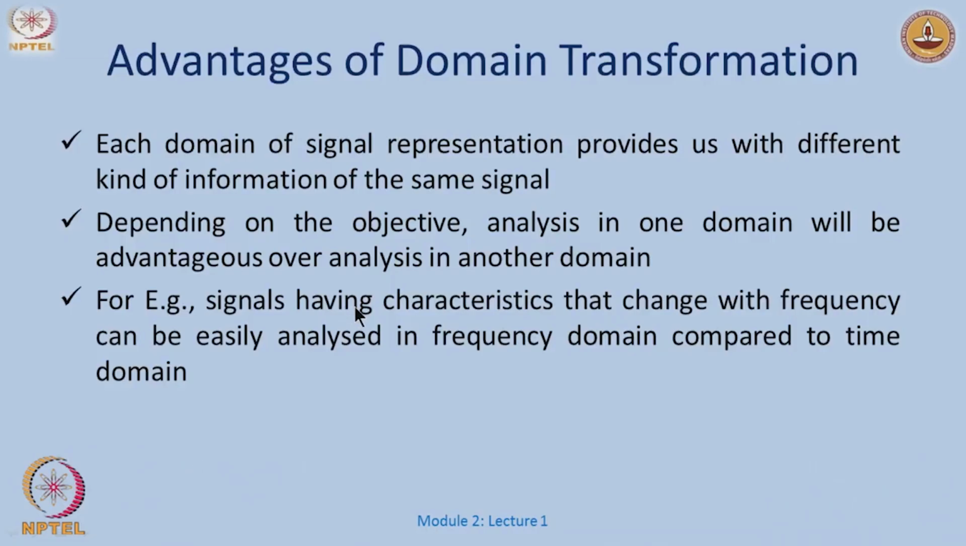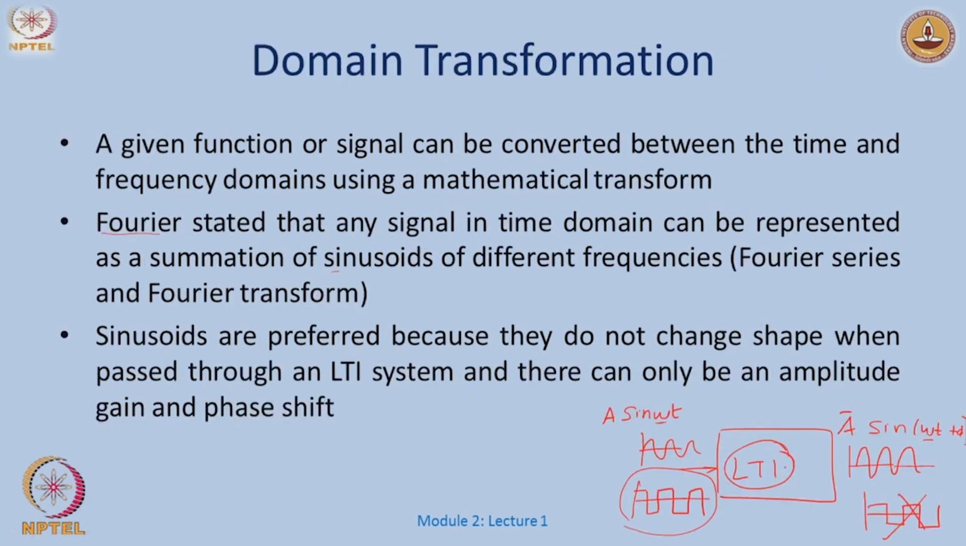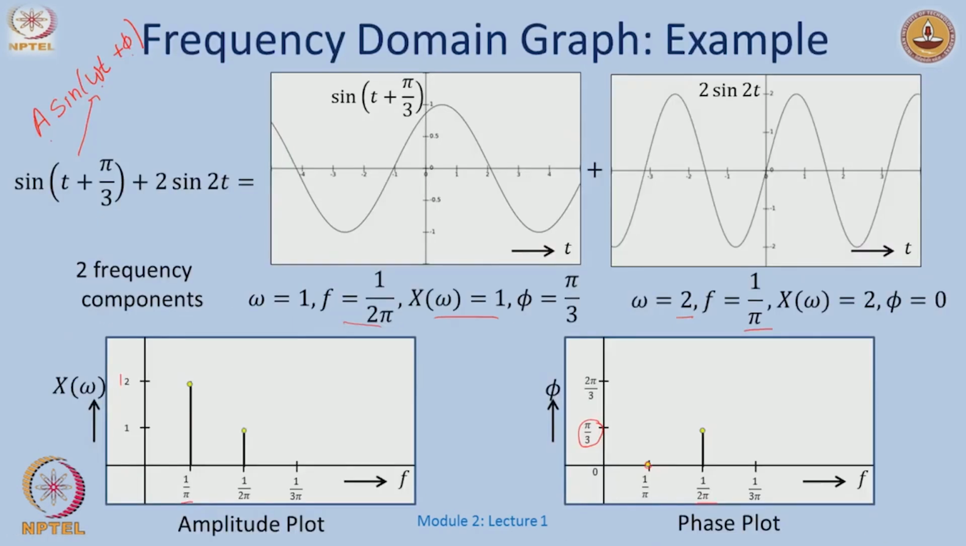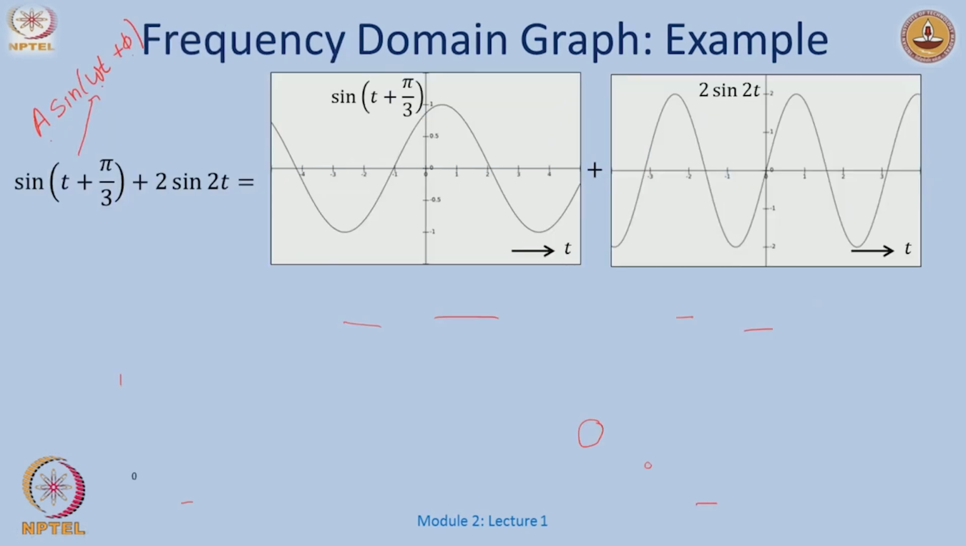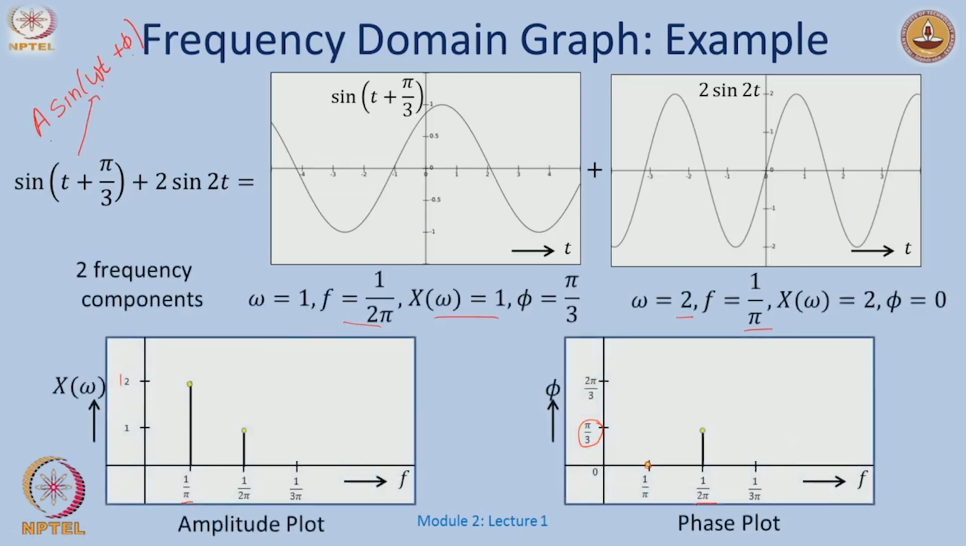For example, a signal having characteristics that change with frequency can be easily analyzed in the frequency domain compared to the time domain, right. So, here in this signal, if you see, the frequency domain is more or less not very informative, right. Whereas there is some kind of different things happening as the signal progresses over time, right. So, possibly here, again depending on the objective, we could use either the time domain or the frequency domain analysis.